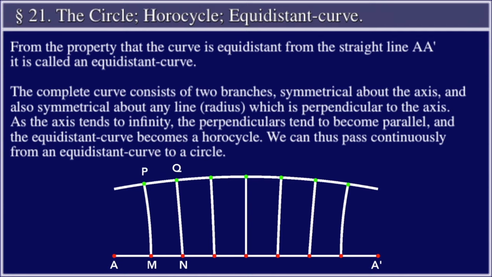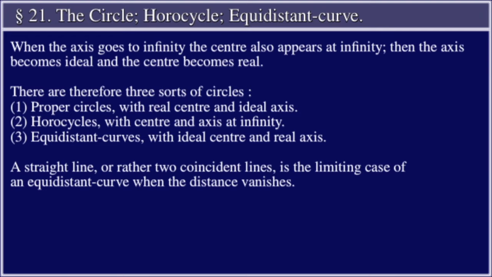The complete curve consists of two branches symmetrical about the axis, and also symmetrical about any line, a radius, which is perpendicular to the axis. As the axis tends to infinity, the perpendiculars tend to become parallel, and the equidistant curve becomes a horocycle. We can thus pass continuously from an equidistant curve to a circle. When the axis goes to infinity, the center also appears at infinity. When the axis becomes ideal, the center becomes real.